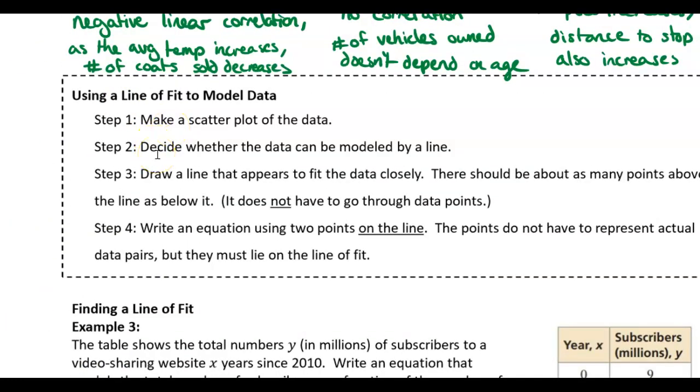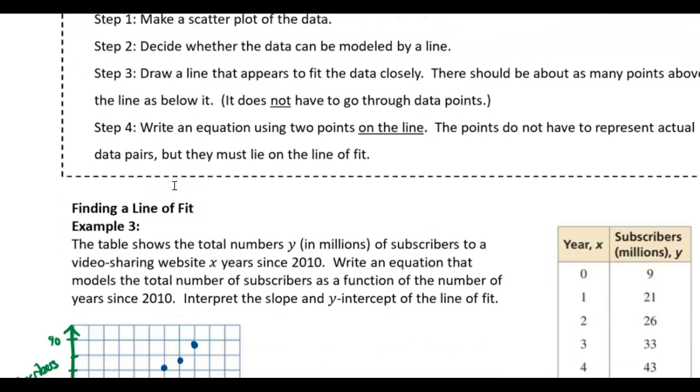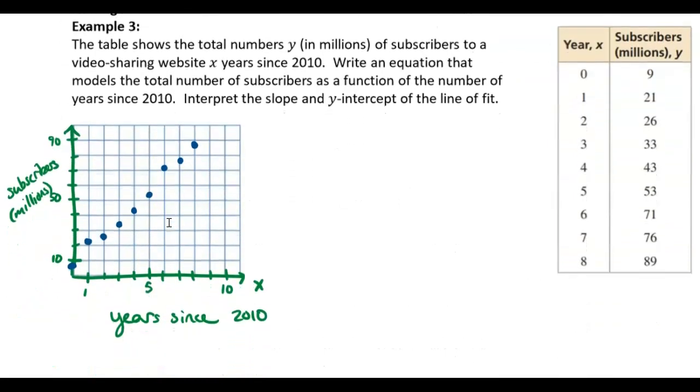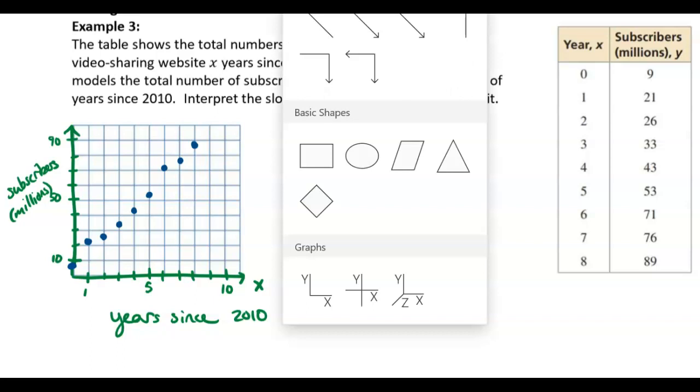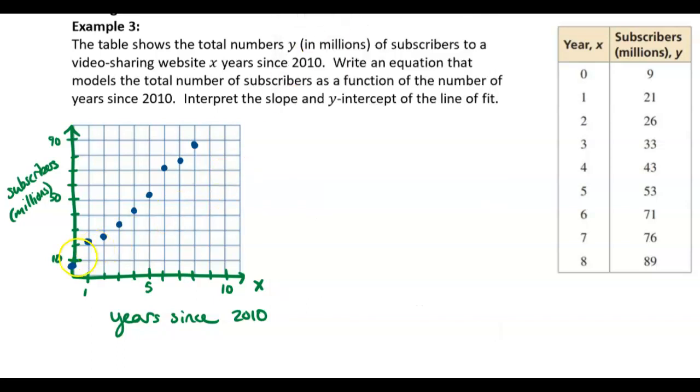Step 2 is can it be modeled by a line, which yeah, they mostly fall in a line. Step 3 is draw a line that appears to fit the data. And it does not necessarily have to go through any points. It can go through whatever points it needs to, but it doesn't necessarily have to. So you need to use a ruler to do this or a straight edge of some kind. I'm going to kind of cheat and use this tool on my calculator or on my computer.